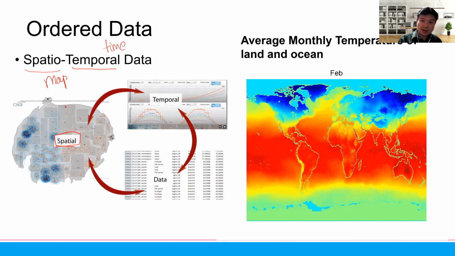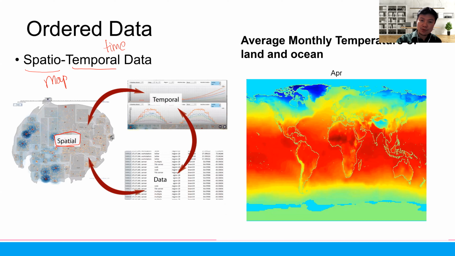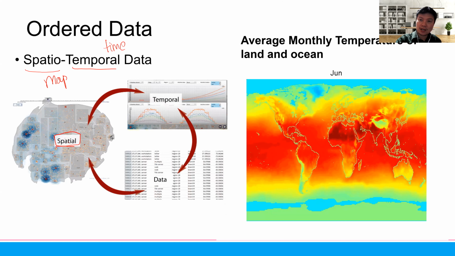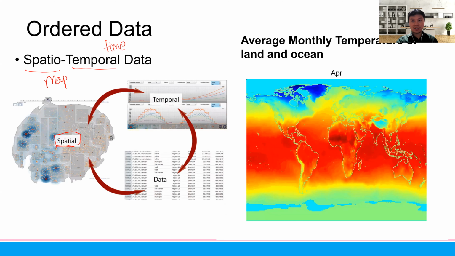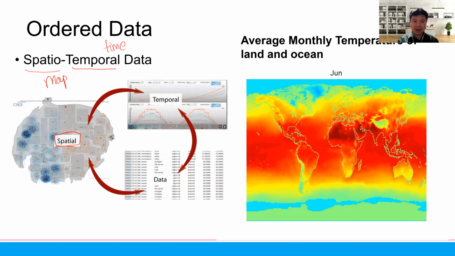And if you say, I want to know about the data in terms of the monthly temperature for land and ocean, you can just plot and do the visualization like the picture on the right one.